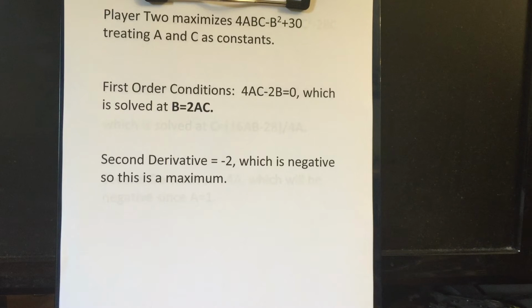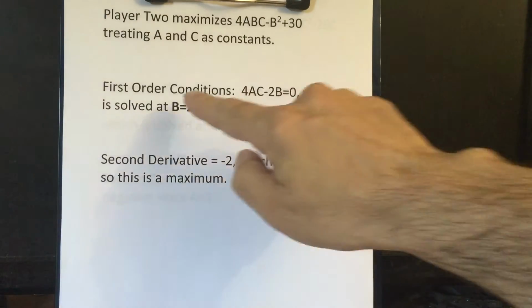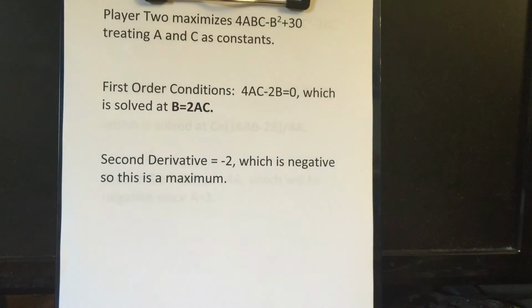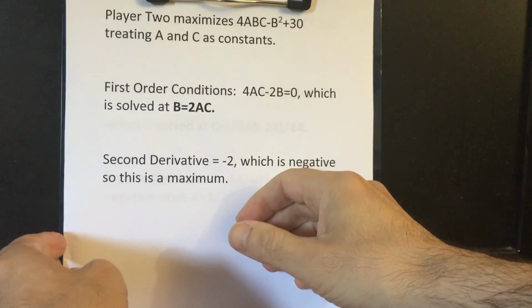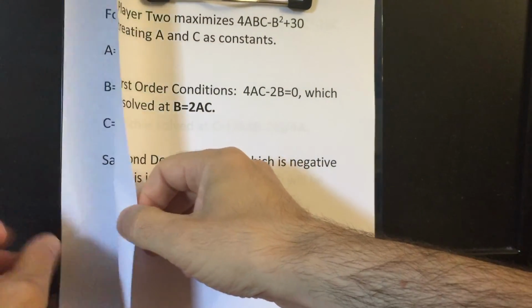Player 2 does not have a dominant strategy because his best strategy is dependent upon what the other players do. Player 2 doesn't know what to do until he's figured out what player 1 and 3 will do. But once he knows what player 1 and 3 will do, then this reaction function will tell him what he should do. Once he knows A and C, he says, well, my optimal strategy is to double the product of A and C. All right, now let's move on to player 3.